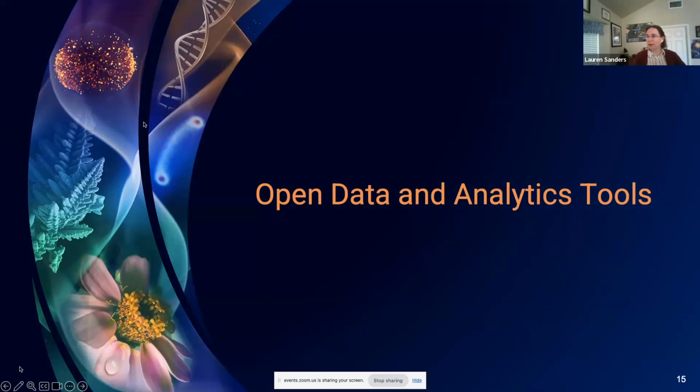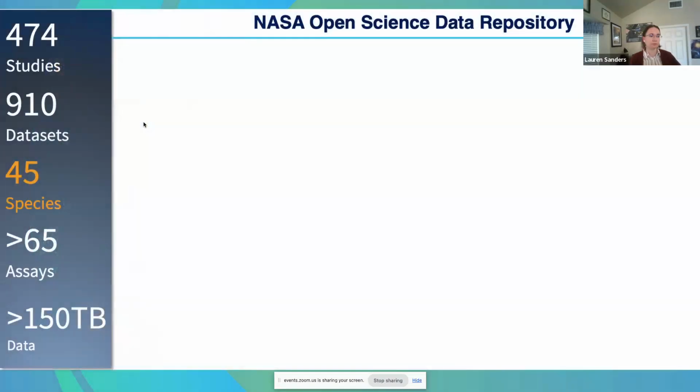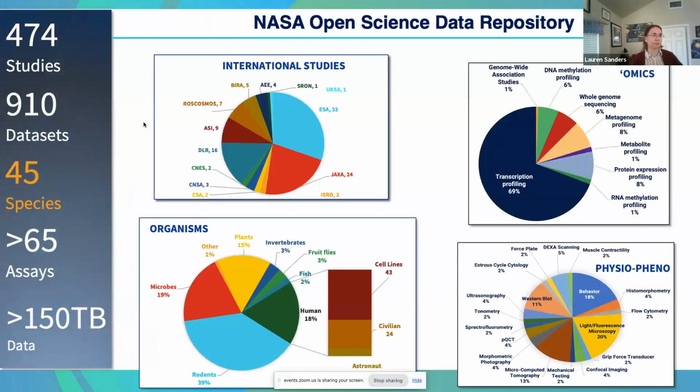So in terms of open data and analytics tools, I wanted to give a little overview of the types of data that we have available in the repository, some upcoming data, and then those analytics tools that make the data as accessible as possible. So in our repository, we have several data sets that come from both US-based, but also international studies: the European Space Agency, Japanese Space Agency, Canadian, lots of different contributors from international spaceflight biology.